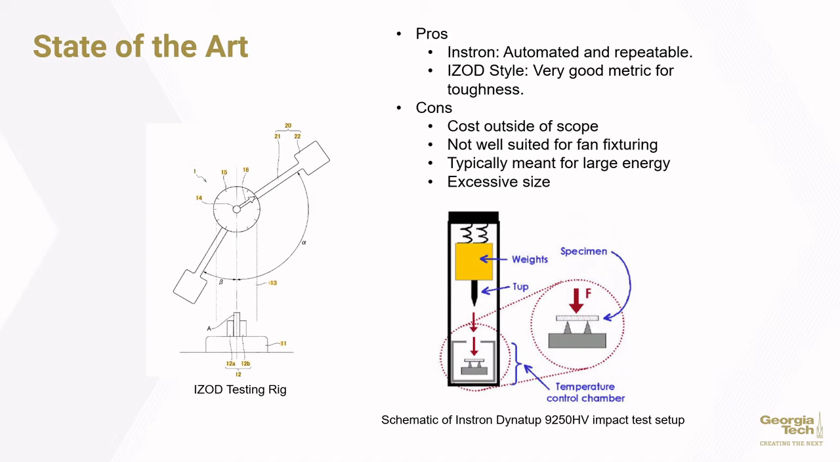The initial fixture is based on a testing method known as Izod, which uses mass dropping to create an impact force on a test subject that is automated and repeatable. Our concept also uses this methodology as inspiration due to the desired testing strategy on fan blades.